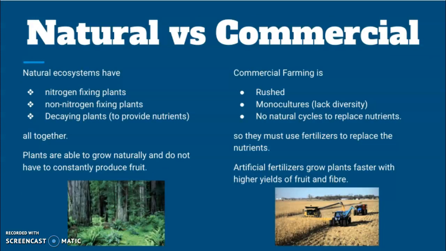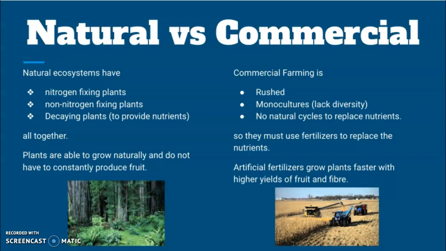So what's the difference between natural ecosystems and commercial farming? Natural ecosystems have nitrogen-fixing plants, non-nitrogen-fixing plants, and decaying plants all together so that they are able to grow and constantly have the nutrients that they need.